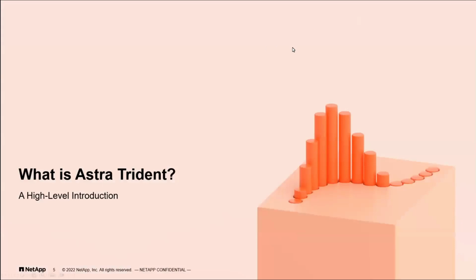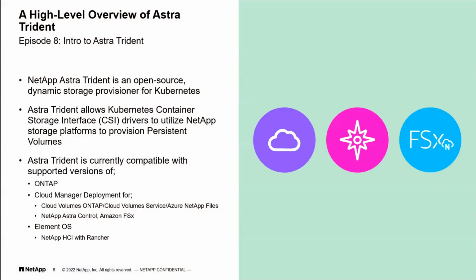Thanks, Dwight. Hi, everyone. Thanks so much for joining today. We'd like to officially start by introducing Astra Trident. NetApp Astra Trident is an open source dynamic storage provisioner for Kubernetes. It is the intermediate layer between a Kubernetes cluster and a NetApp storage platform. Astra Trident allows Kubernetes environments to easily provision volumes on the NetApp storage. This is especially helpful to a DevOps admin as it can mitigate the need to learn storage administration, as all commands can be issued from the Kubernetes environment. Astra Trident is currently available for on-prem and cloud deployments of ONTAP, as well as Element OS for SolidFire.